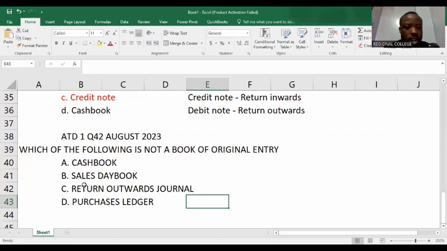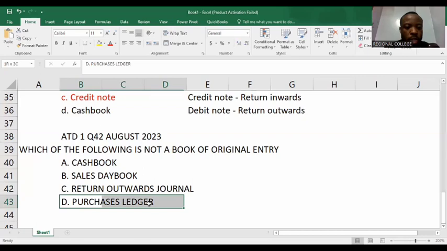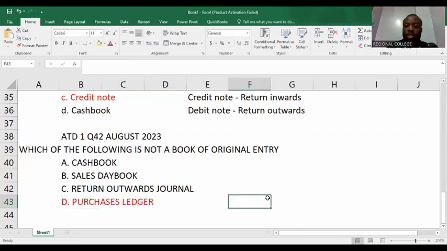So the first three are original ones. Now this one is not an original one because it waits for the information that is coming from the purchases day book. So that is not a book of original entry based on the life cycle of transactions.